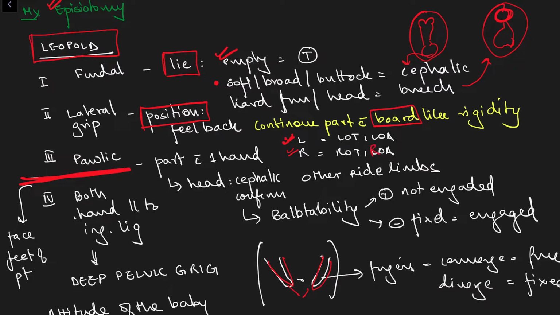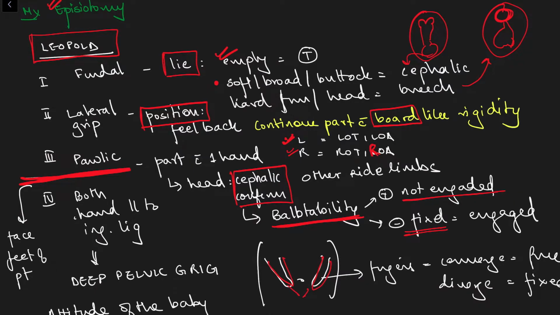Third is the Pawlik grip, in which we feel the part in the pelvis with one hand, and if we can feel the head, it confirms the cephalic position. Once the position is confirmed, we look for ballotability by moving our hands from side to side. If the head is not engaged, it will be ballotable and it will move freely. While if ballotability is absent, that means the head is fixed. It means that the head is engaged.